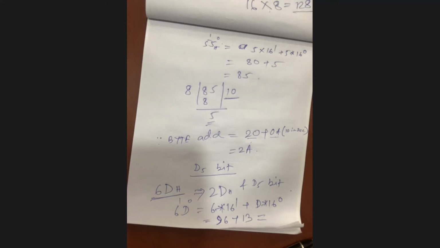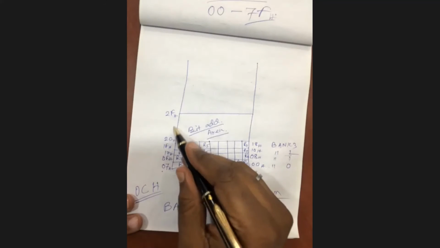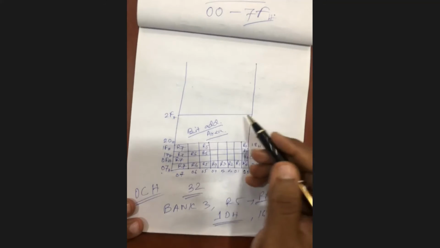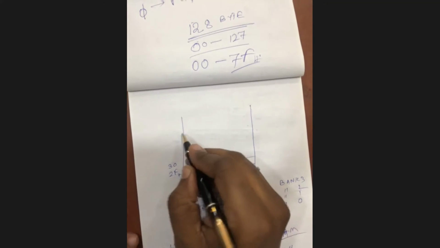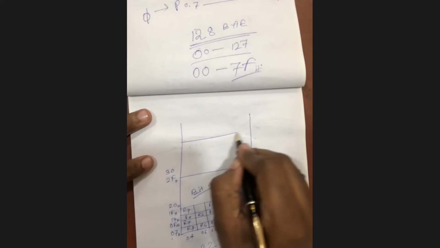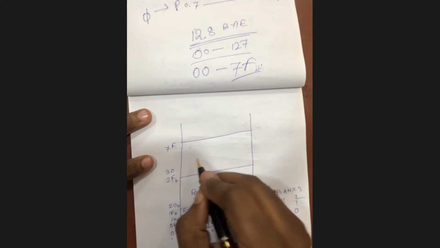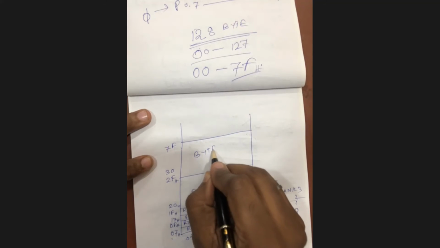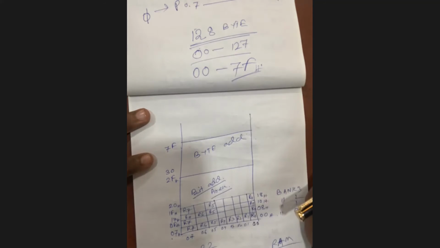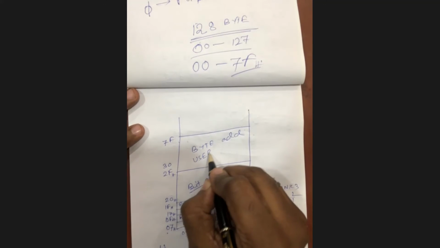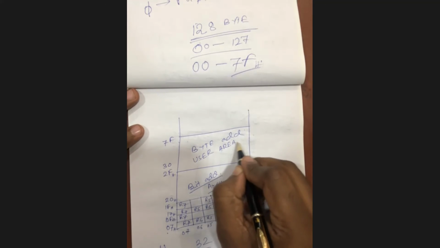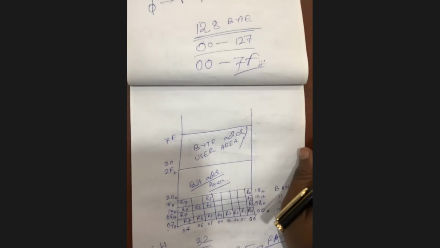So I am explaining to you: 20 to 2F is bit addressable, right? Next, 30 to 7F. This location is called byte addressable, similar to the 8085. User area, scratch pad, anything you can say.